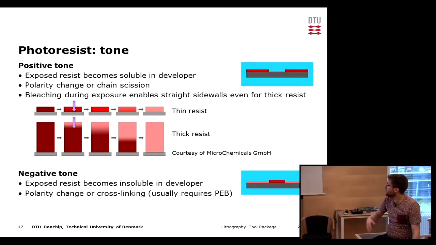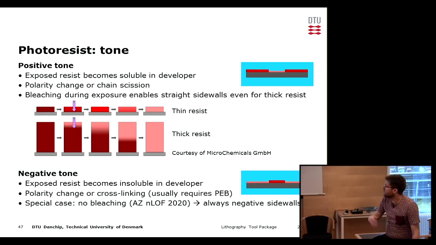For the negative tone resist, the exposed resist becomes insoluble in the developer. This is typically cross-linking, but it could also be polarity change, just with a reverse effect as for the positive one. And the cross-linking ones, usually, they would require a post-exposure bake. There's a special case in that one of the negative resists that we have, the one that's called NLOF, actually exhibits no bleaching at all.